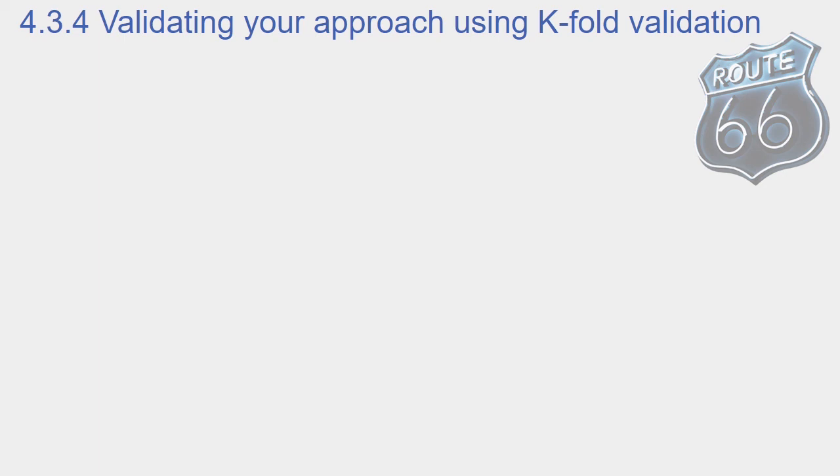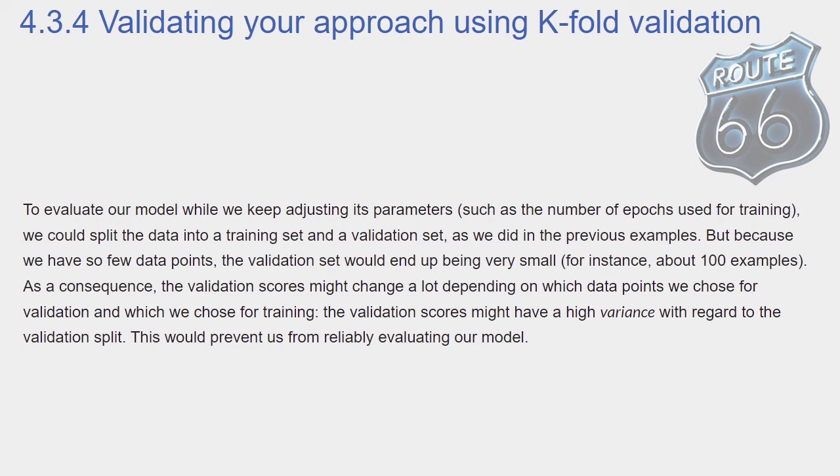Section 4.3.4. Validating your approach using k-fold validation. To evaluate our model while we keep adjusting its parameters, such as the number of epochs used for training, we could split the data into a training set and a validation set, as we did in the previous examples. But because we have so few data points, the validation set would end up being very small. For instance, about 100 examples.